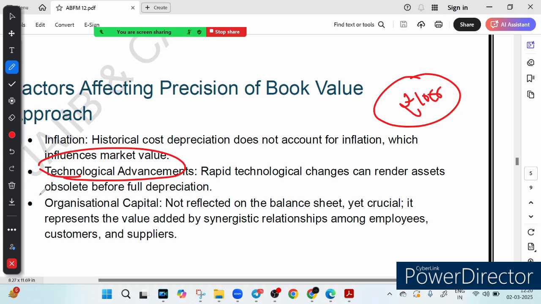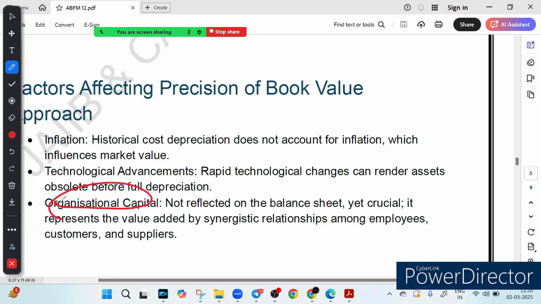And the third thing is people and relationships. What about the organization capital? What about the people? What about the relationships? A company is not just about machines and buildings. It's also about people, customers, suppliers. This is called organization capital. You know about HRM, this is all about it. So the unseen value created by strong relationships, customer trust, and brand loyalty. Sadly, book value does not capture all this.